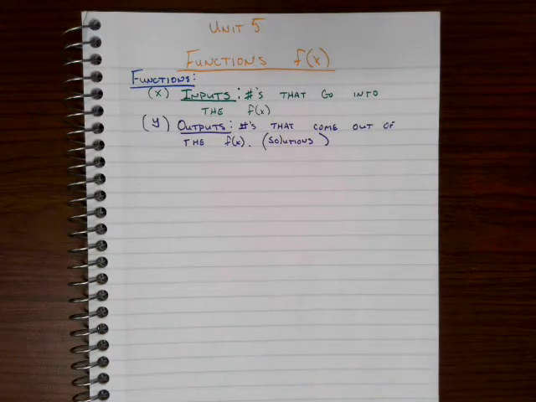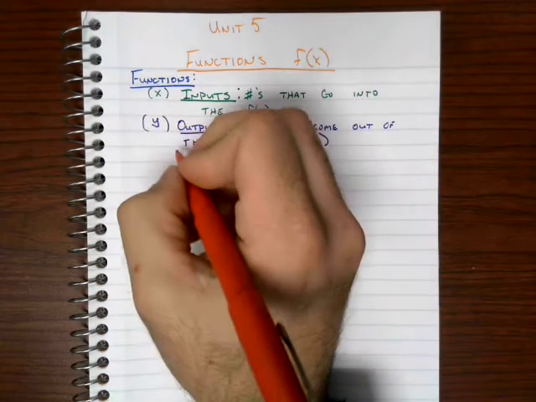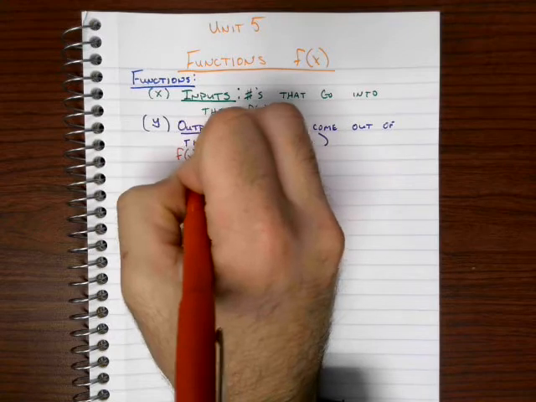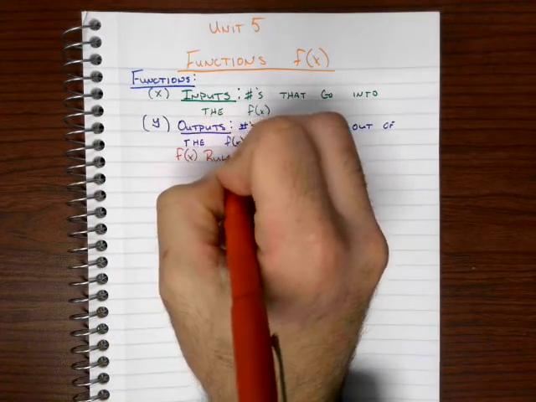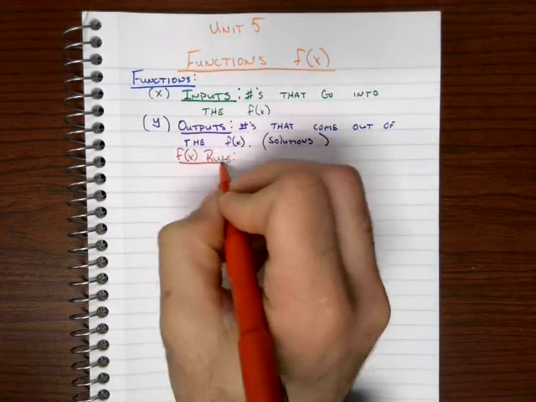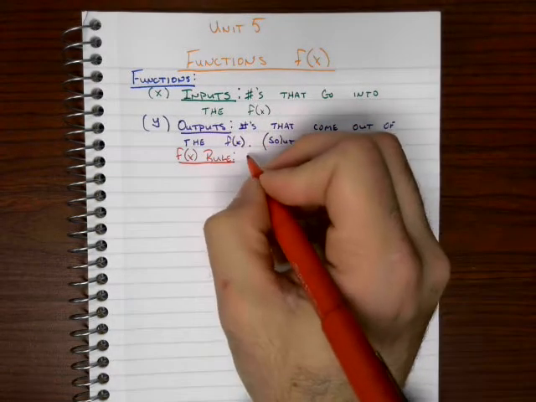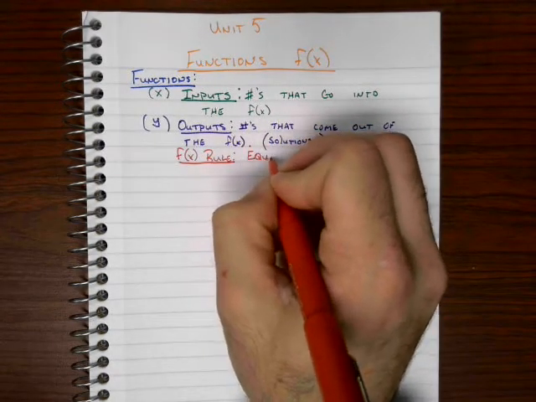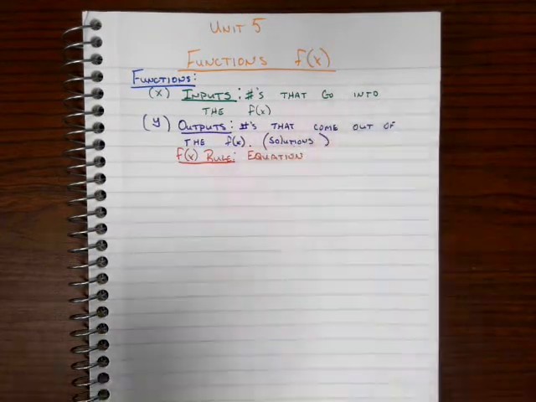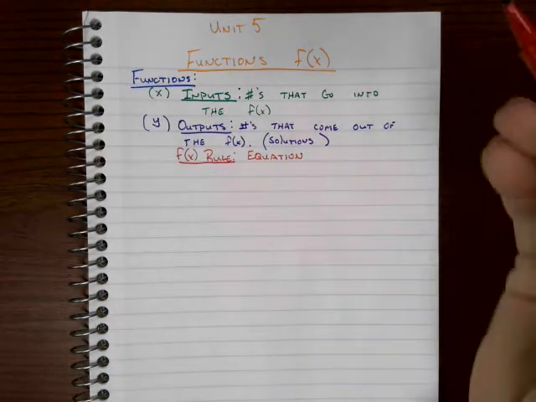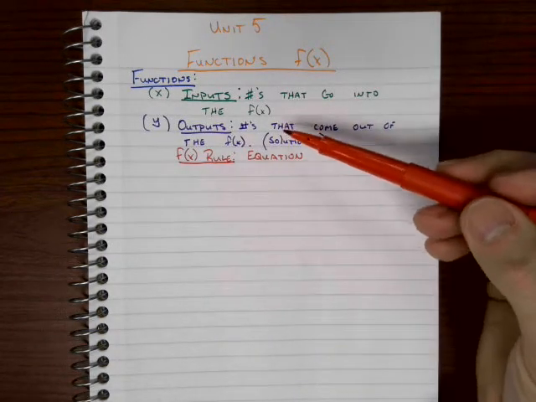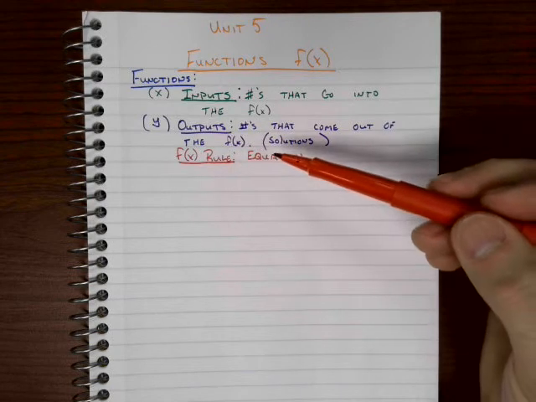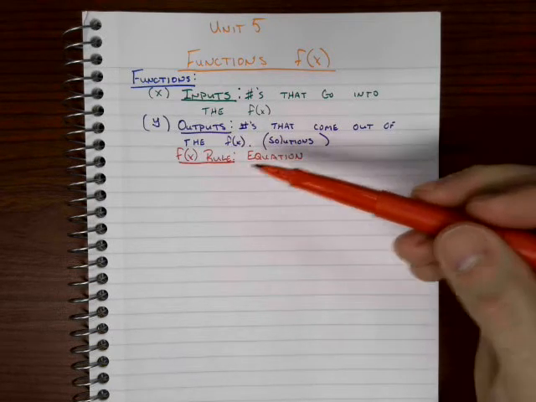And the last part of a function, we're going to call this our function rule. Your function rule is basically your equation. So we've got three parts of a function here: your inputs, your outputs, and your function rule. That's basically your equation. That's what that means.